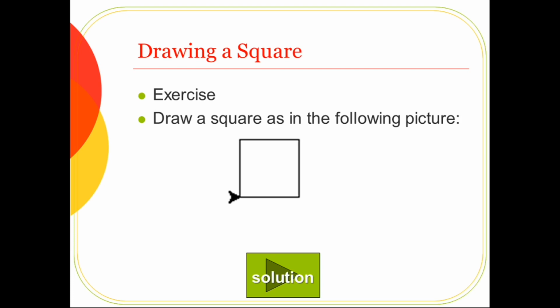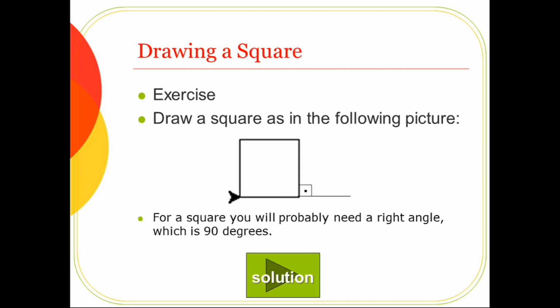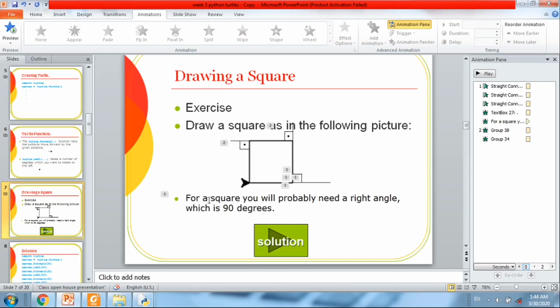Now let's do this example, drawing a square. You need to draw this square. Here we have one tip. When you go forward, you should turn to the left for 90 degrees because this is a square and each corner should be 90 degrees. So I will go forward, then turn to the left for 90 degrees, then again go forward, turn left 90 degrees, go forward, turn left, and go forward again.